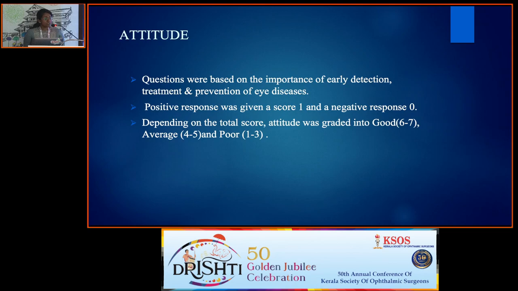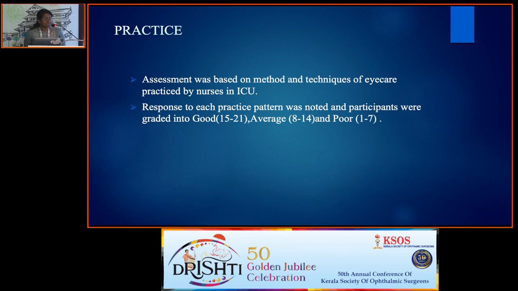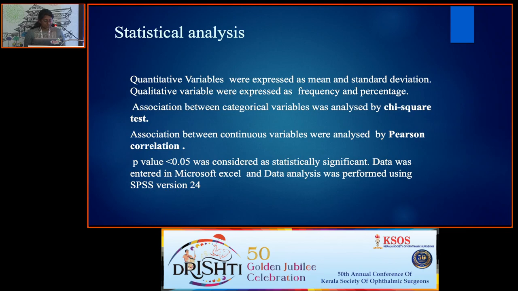Questions on attitude were based on the importance of early detection, treatment, and prevention of eye disease. A positive response was given a score of 1 and a negative response 0. Depending on the total score, attitude was again further rated into good, average, and poor. Now, practice was assessed based on the method and techniques of eye care practice by the nurses in the ICU. Response to each practice pattern was noted, and the participants were graded into good, average, and poor. Statistical analysis was done. And now moving on to the results.